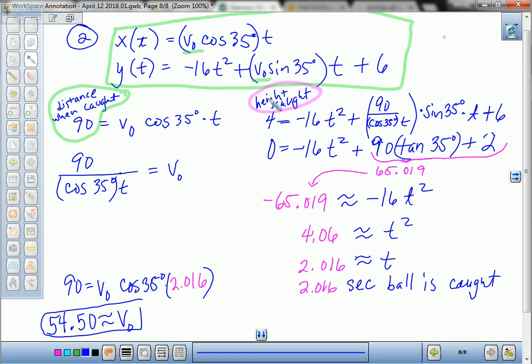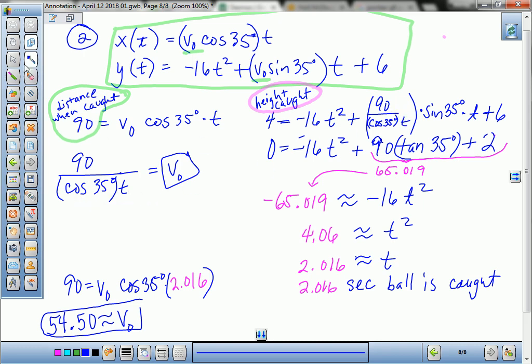Now, we also know the height at which the ball was caught. There was some discussion about this in class today. That does not mean the person is 4 feet. That means they caught it 4 feet off the ground. All right, and then we would plug in what we just solved for the initial velocity. So instead of v naught now, here in the second equation, we'll plug in the 90 over cosine of 35t.